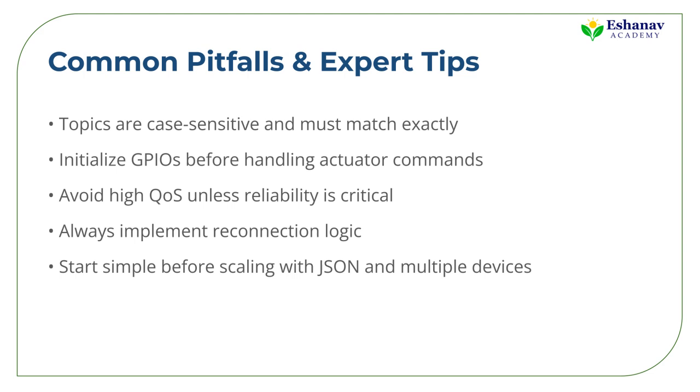Another frequent issue is forgetting to initialize GPIOs before reacting to incoming commands. This causes silent failures where the ESP32 receives data but cannot actuate hardware. Using unnecessarily high QoS levels, like QoS 2 for simple sensor updates, can waste bandwidth and slow down communication in large networks. Always include reconnection logic because networks drop and brokers restart. It's a fact of real deployments.